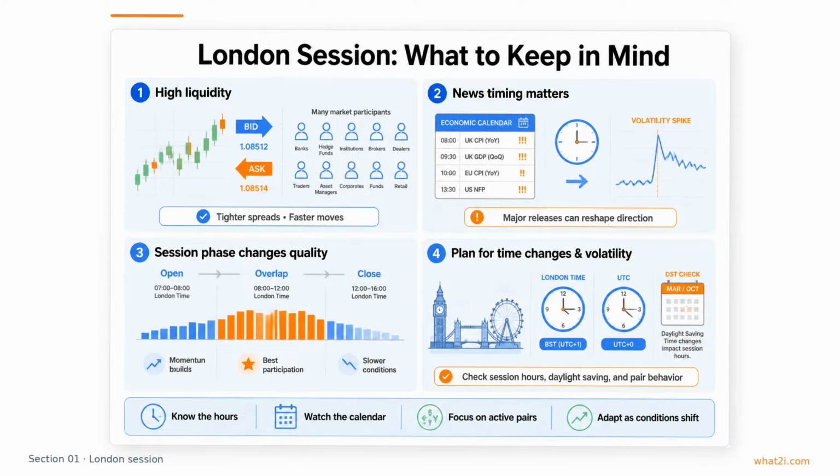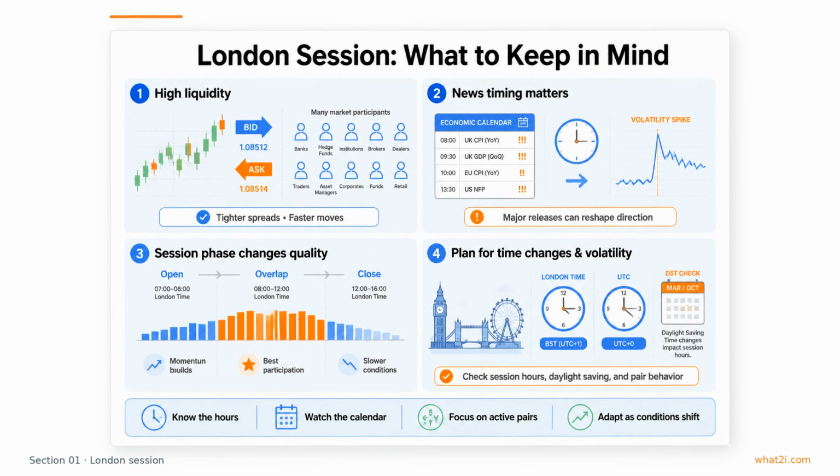The edge comes from understanding when liquidity is strongest, which pairs are most active, and how news can change the character of the market. Session phase matters too, because the open, the mid-session period, and the New York overlap can feel very different. Time changes also matter more than many beginners expect, especially when converting London hours into UTC or local time. If you approach London with a plan instead of just excitement, the session becomes much easier to use well. That prepares us nicely for the other major half of the day, the New York session.